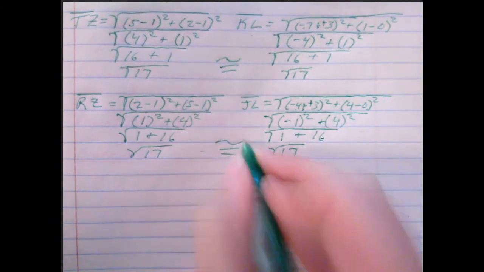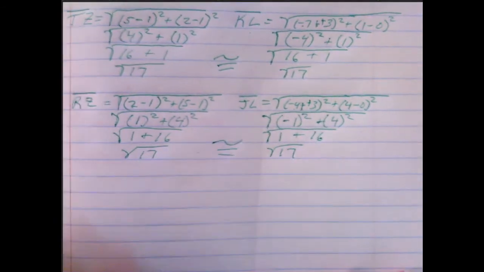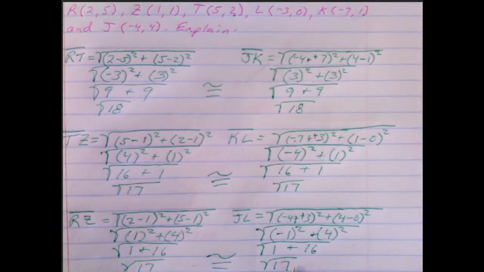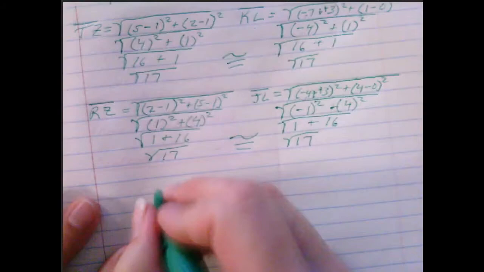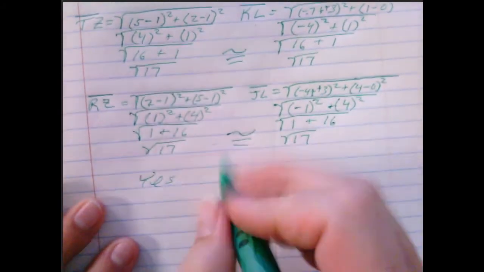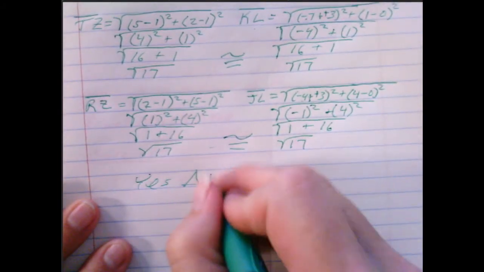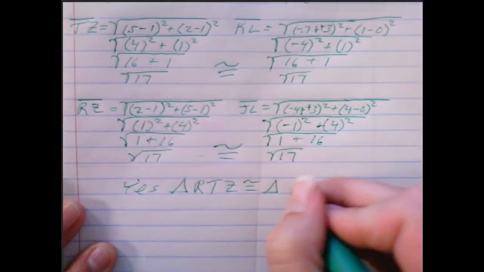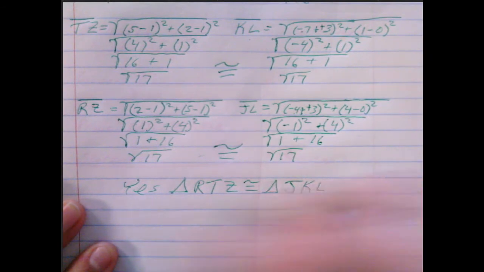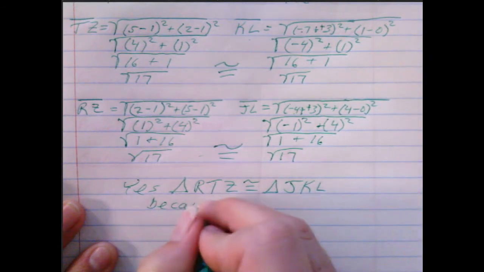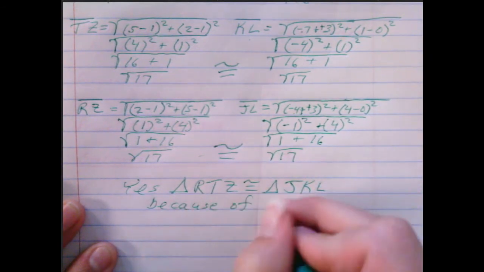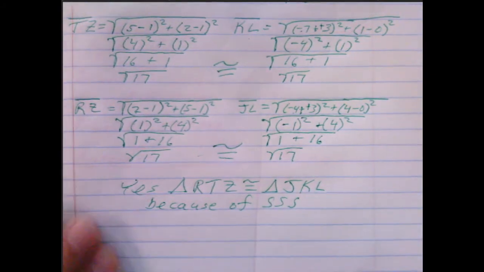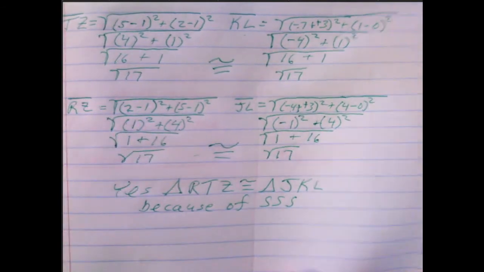Those are congruent. So since all 3 sets of sides are congruent, then we can say yes, triangle RTZ is congruent to triangle JKL because of side, side, side. All right? Great job. So let's look at some more vocabulary.